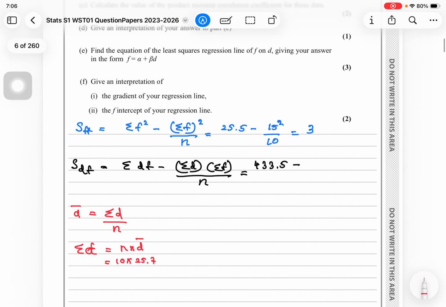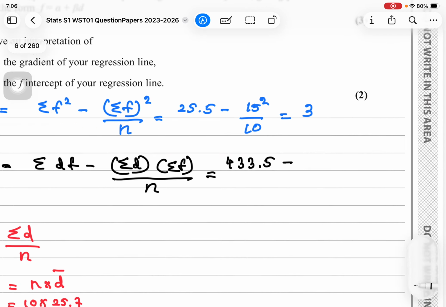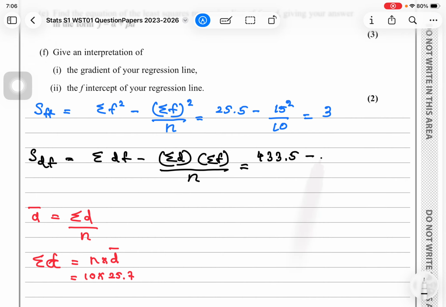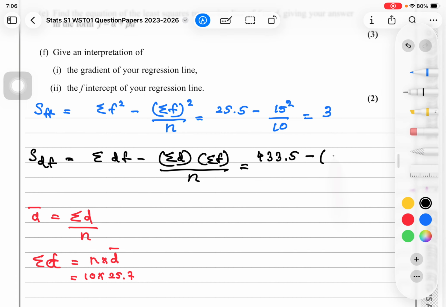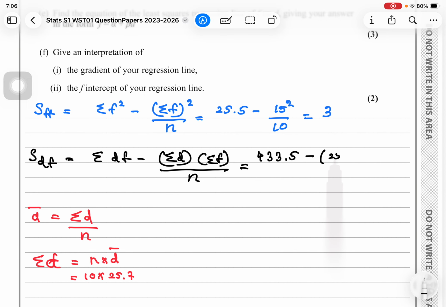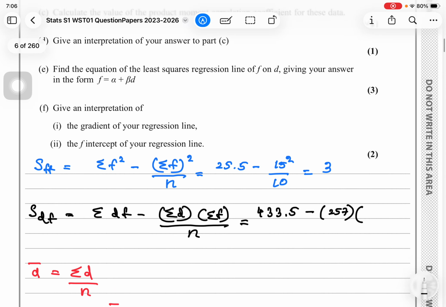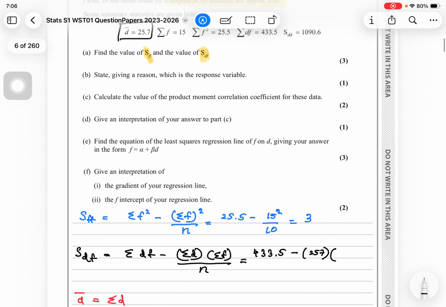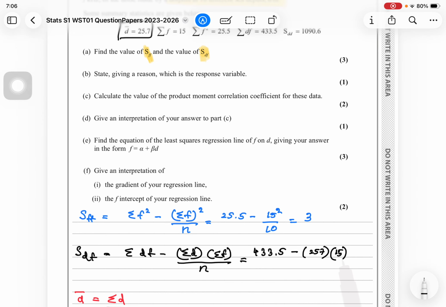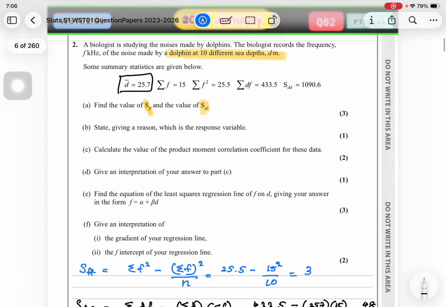Okay, so let me go back to the question. We have sigma d, which is 10 times 25.7. I'll quickly do the multiplication and write the answer straight; the choice is yours. It's 257, and the sigma f, was the sigma f given? Yes, it was 15 divided by 10, so that would give us 48. Those are the values for SFF and the SDF.